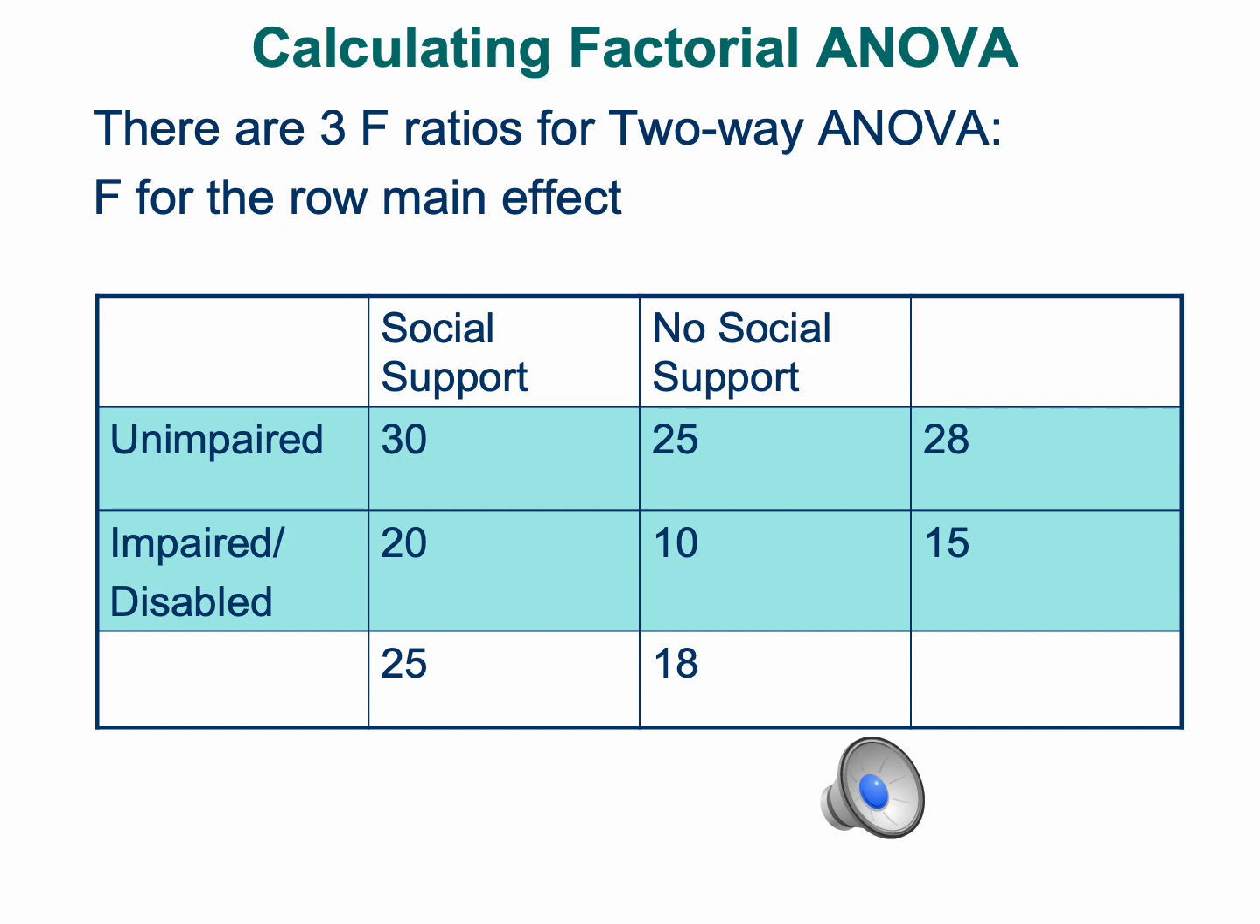And here you see the numbers. You see on average, if you're unimpaired, your dependent measure is a 28, which is relatively high. But if you're impaired or disabled, on average, your score is a 15. Now, given the magnitude of those numbers, just eyeballing them, it looks like there is a main effect. But again, we have to test it statistically. We don't know if that result could have occurred by chance or not. And so that's what we're going to do.